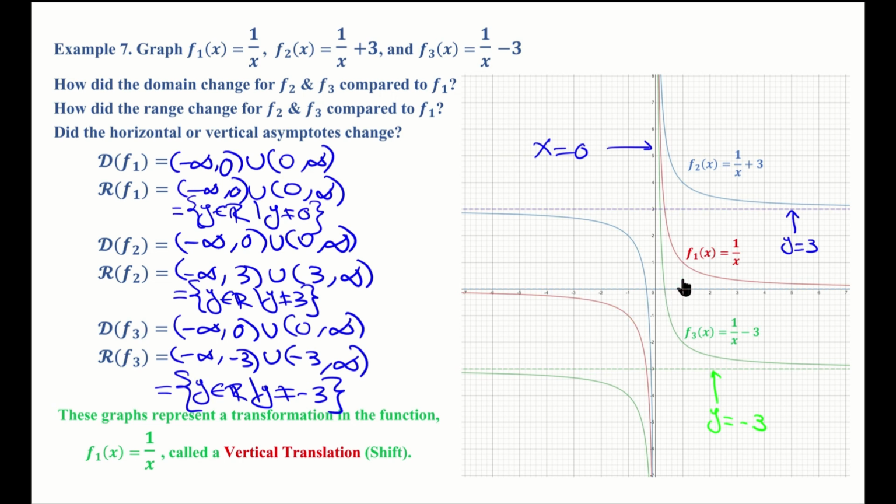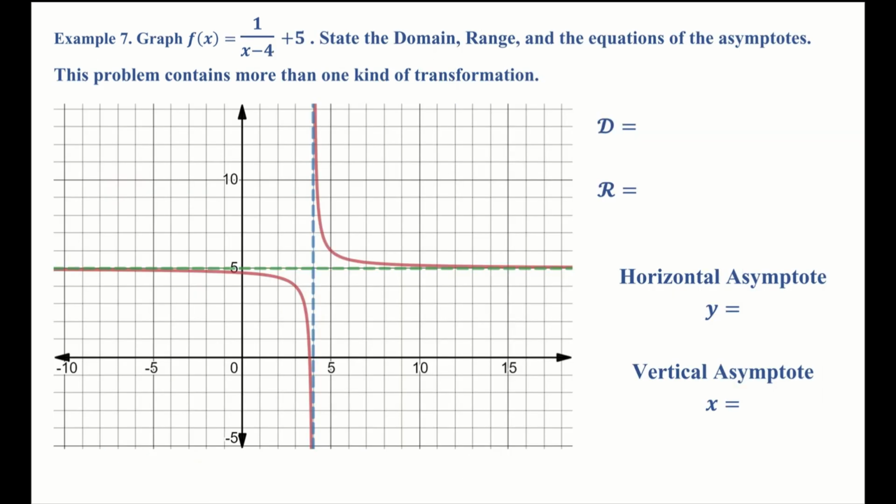Remember, it's always translations of some function, some reference function. In this case, our reference is f of x equals 1 over x. Here we're calling it f1 of x. All right, so make sure you understand those. Now, the beauty of these translations is that you can even do more than one type at a time.